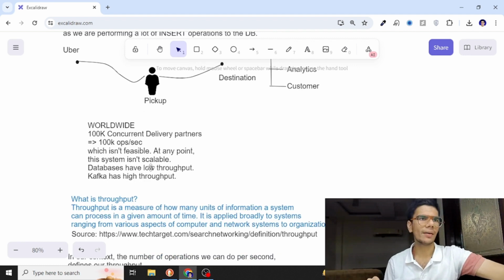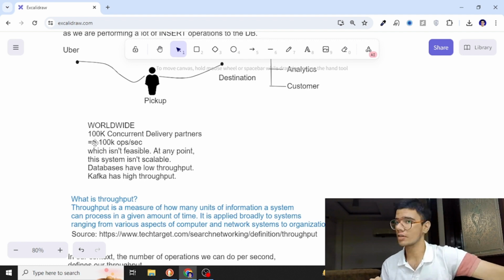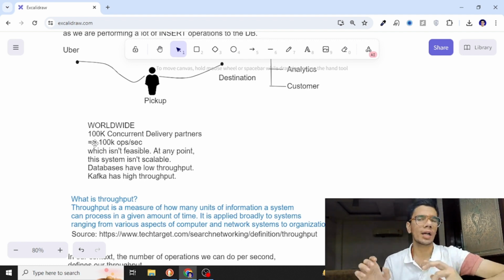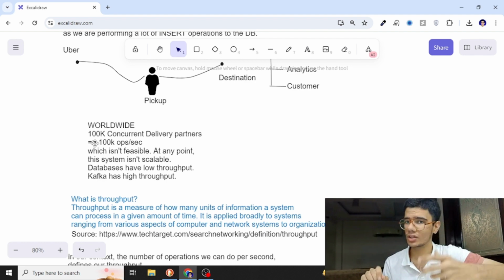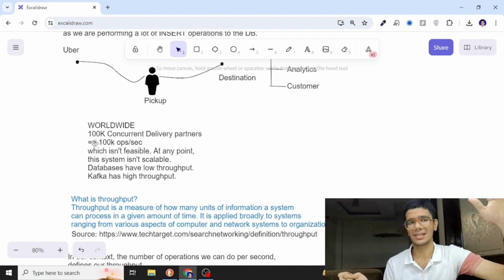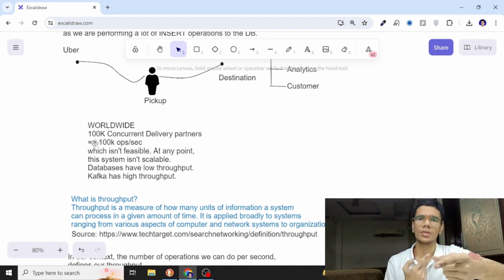Now let's consider that worldwide there will probably be more than 100K concurrent delivery partners or drivers which Uber or Zomato or such companies must be employing. With 100K concurrent operations per second, it's not feasible because the database will definitely collapse. At any point, this system will not scale, because if you exhaust the number of operations, real time data transferring cannot happen.